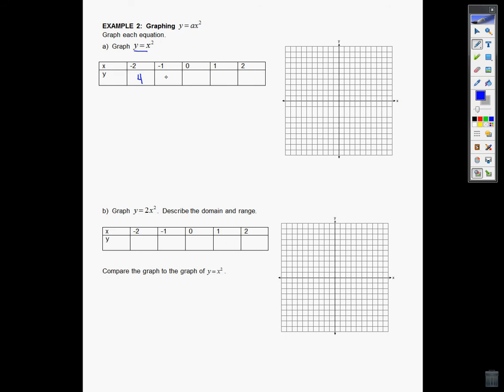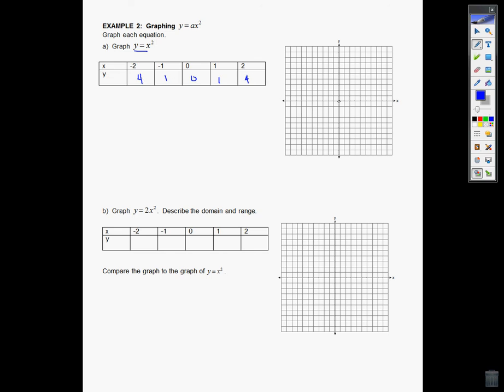-1 squared is -1 times -1, which gets me a 1. 0 squared, 1 squared, 2 squared. So automatically, what are you noticing? I'm at 0, 0, and then I go 1, 1, 4, 4. There's already symmetry there, and you can see that.